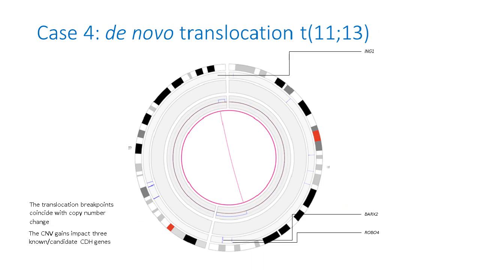This is case number 4. This was a case from our new cohort that shows an interesting de novo translocation between chromosome 11 and 13. So this is a Circos plot. As Sven said, this is one way in which we can visualize the variants using the Bionano software. And what you can see, this pink line going from one side to the other, shows the translocation between chromosome 11 and chromosome 13.